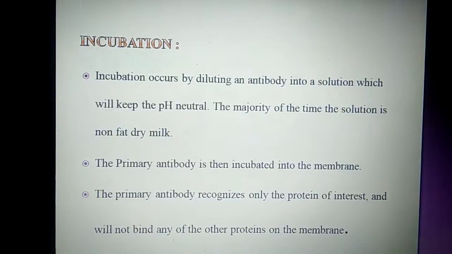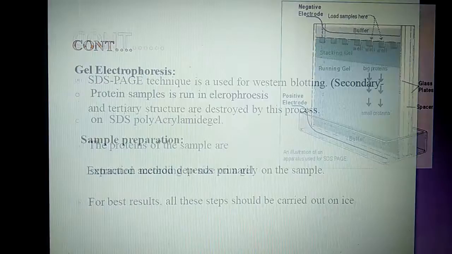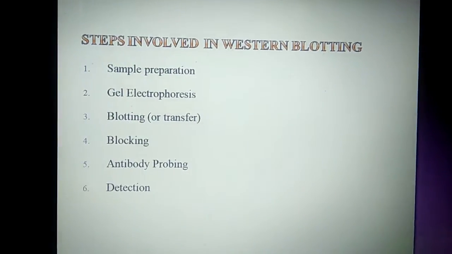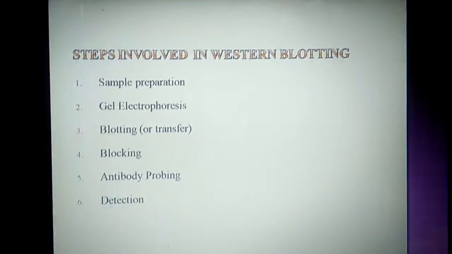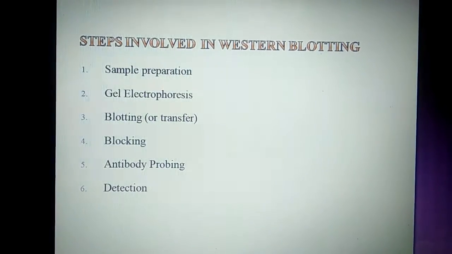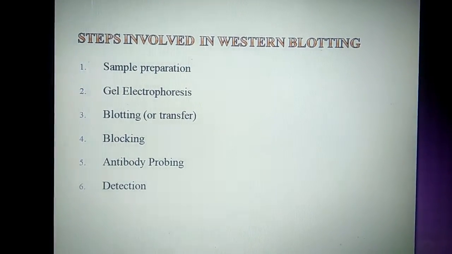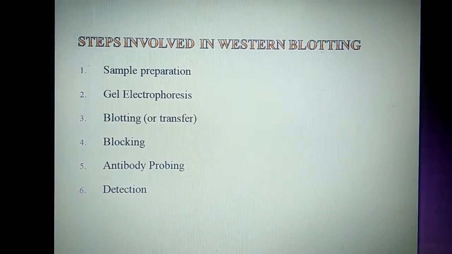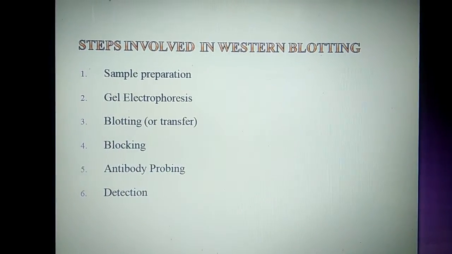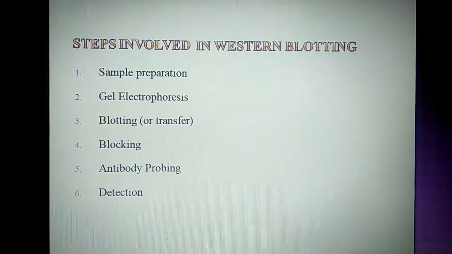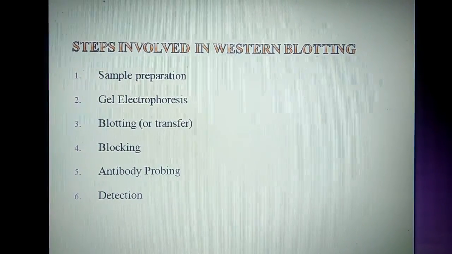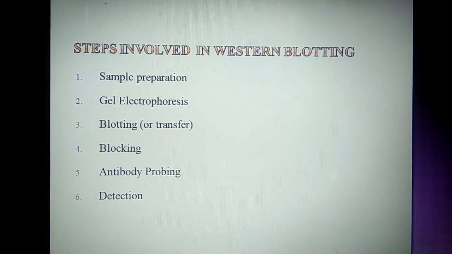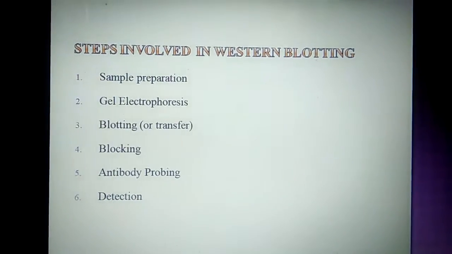So this is the simplest Western blotting technique, in which first the sample is prepared and then gel electrophoresis is done using polyacrylamide gel. Blotting is done on the nitrocellulose membrane. Blocking is done for the prevention of non-specific antibody binding. Antibody probing is then done, and at the end X-ray film or CCD camera is used for the detection purpose, and at last the result is obtained.